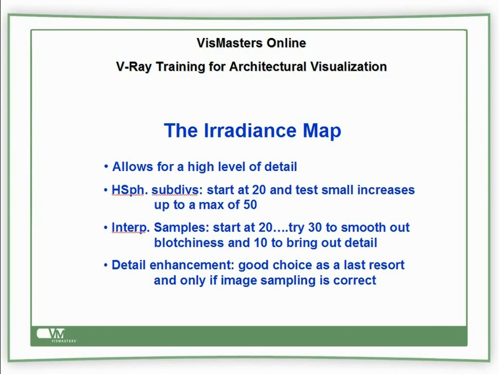Some things to remember from Module 1: the hemispheric subdivisions value plays a critical role in the quality of your irradiance map samples. 20 is a good value to start with, and you should experiment with small increases up to a maximum of 50. To smooth out any blotchiness in your samples, try increasing the interpolation samples up to a value like 30. To reduce the smoothing effect and bring out detail, you could try reducing this value to 10.